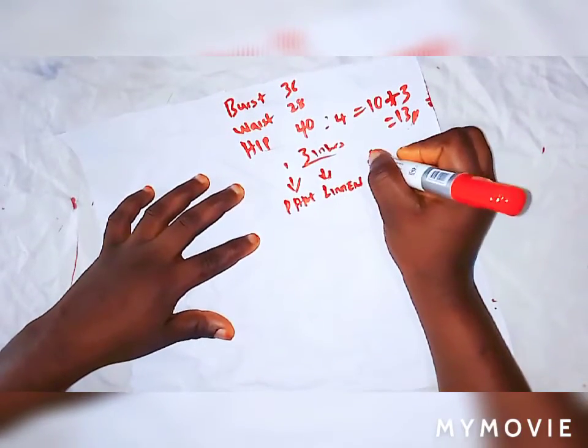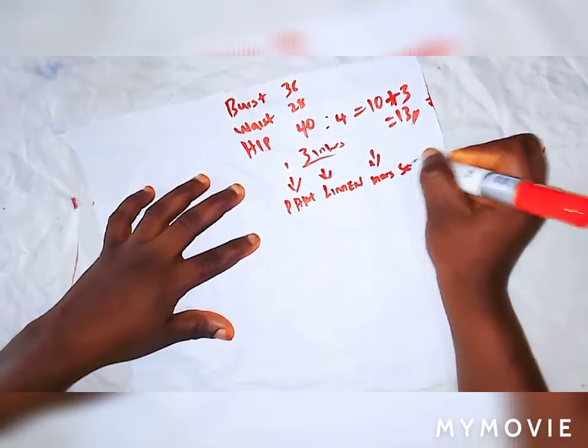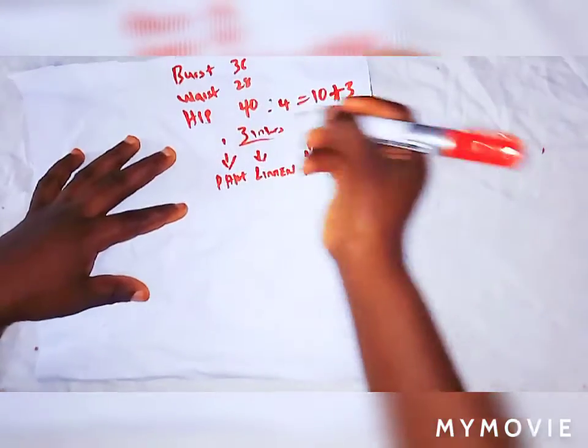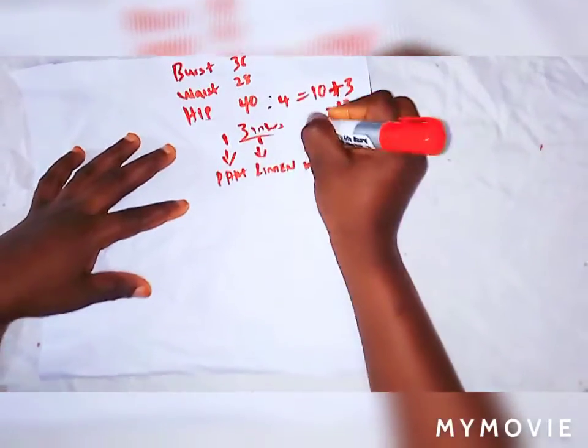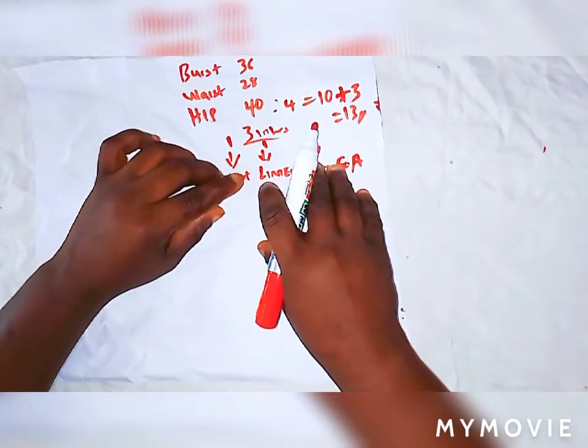Then the remaining 1 inch will be my inner seam allowance. So this will be 1, 1, and 1. So this is the dart. We use 1 inch for the dart. Believe me, not up to 1.